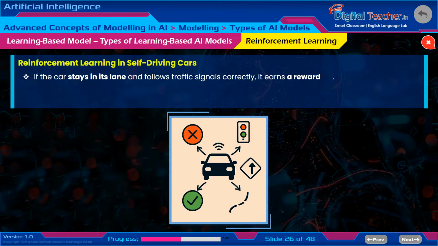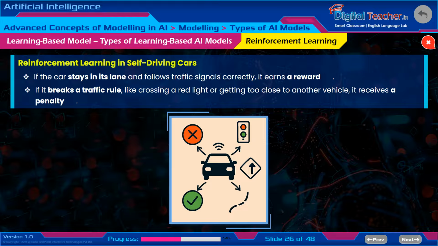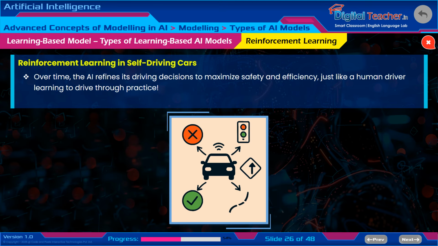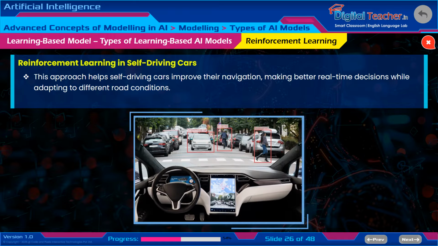If the car stays in its lane and follows traffic signals correctly, it earns a reward. If it breaks a traffic rule, like crossing a red light or getting too close to another vehicle, it receives a penalty. Over time, the artificial intelligence refines its driving decisions to maximize safety and efficiency, just like a human driver learning to drive through practice. This approach helps self-driving cars improve their navigation, making better real-time decisions while adapting to different road conditions.